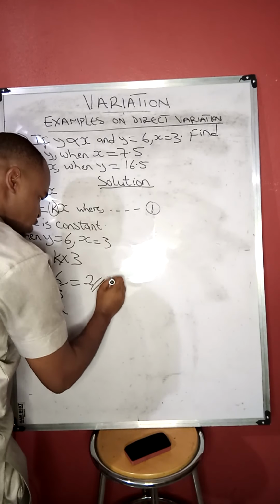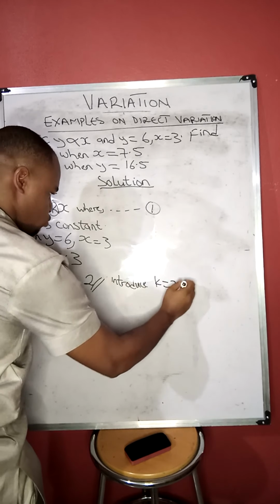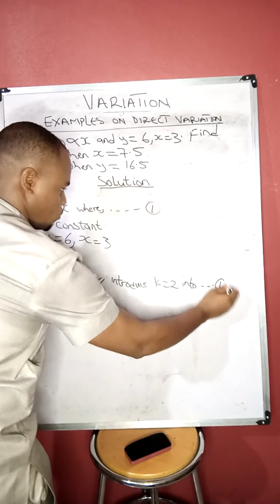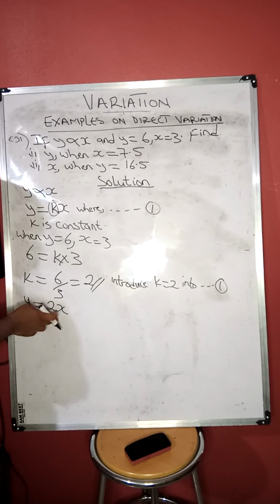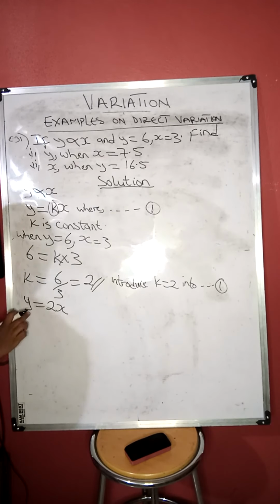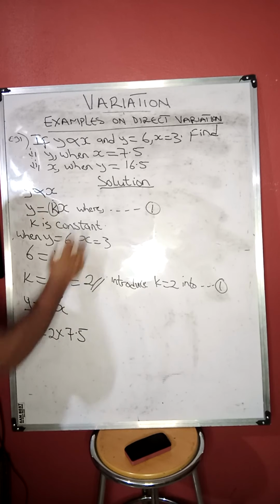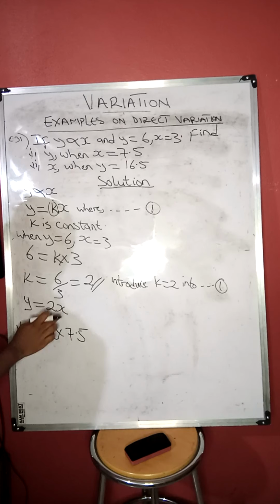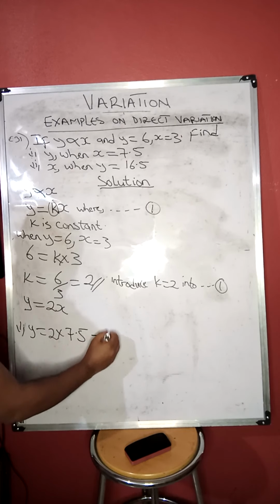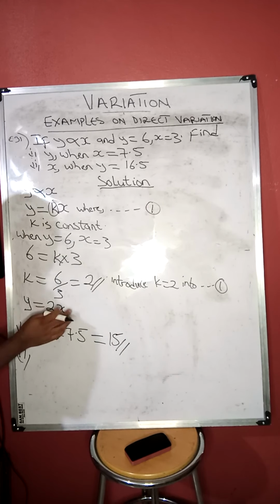At this point, you introduce k equal to 2 into equation 1. This is my equation 1. So now I have my y equal to 2x. So now let's answer our first question. Our first question says we should find what? Y when x is 7.5. I already have it that y is equal to 2x. So my y is equal to 2 times my x, which is 7.5. Anywhere I see x, I put 7.5. 2 times 7.5 is what? 15.